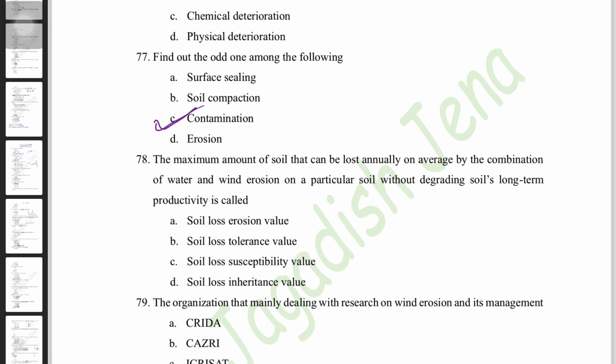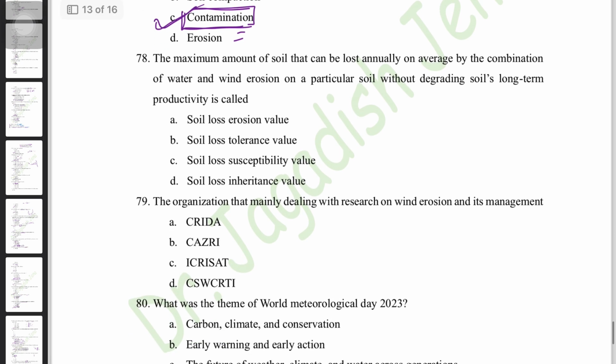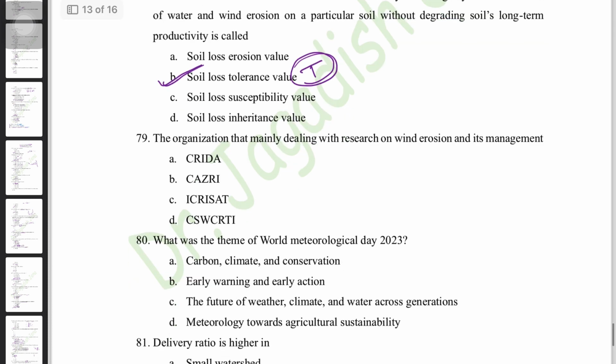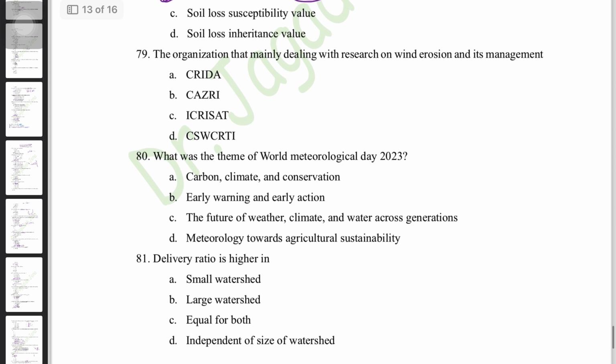So these are some of the degradation phenomena. Basically surface sealing, soil compaction and erosion are physical degradation. Contamination is chemical degradation. Okay. Next question, the maximum amount of soil that can be lost annually on average by the combination of water and wind erosion on a particular soil without degrading the soil's long-term productivity is called soil loss tolerance value, represented as T.